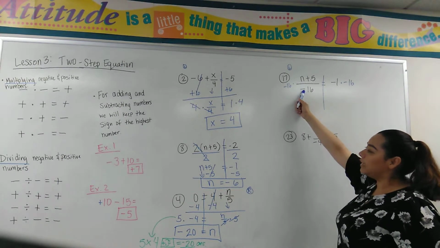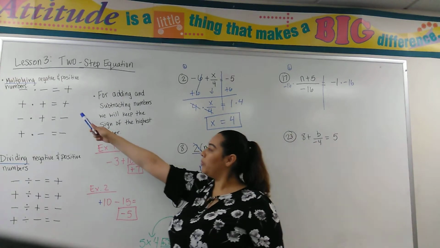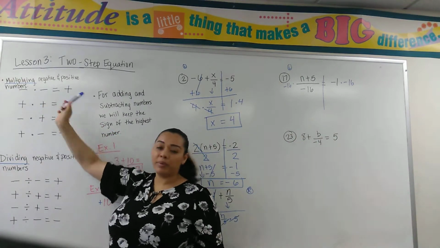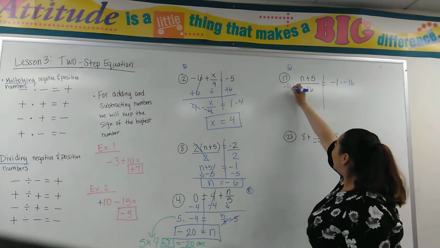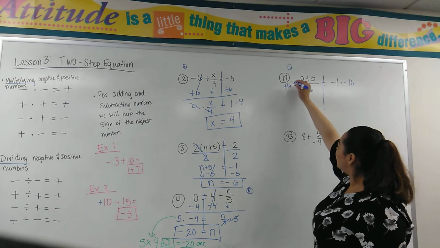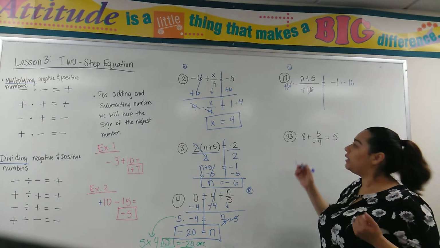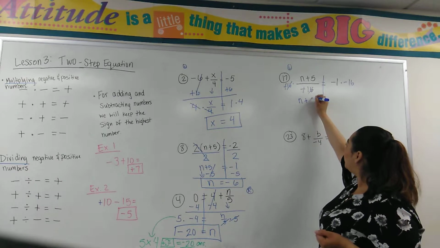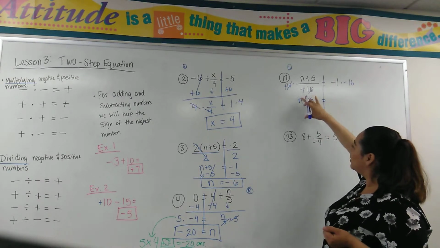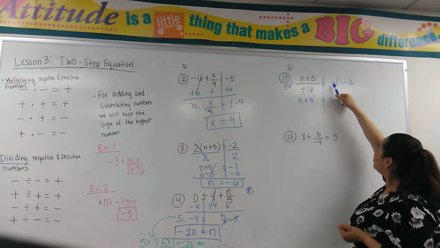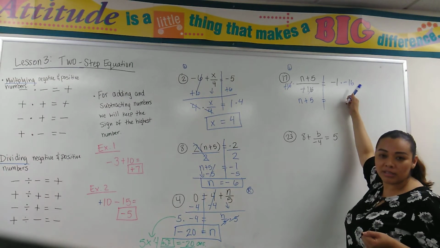A negative times a negative, as we see over here, will be a positive. So that's going to cancel out. 16 divided by 16 would just be 1. So we have m plus 5. Whatever we have on the top, that's what we have. It's going to equal, what's a negative times a negative? Negative times a negative will be a positive.